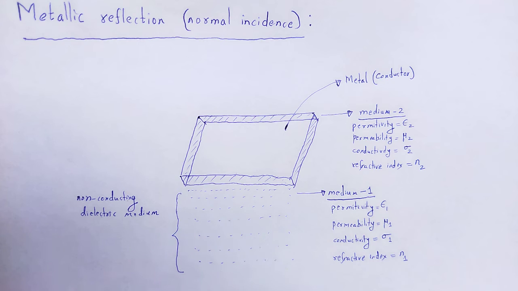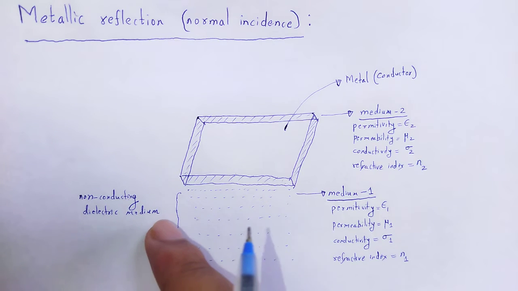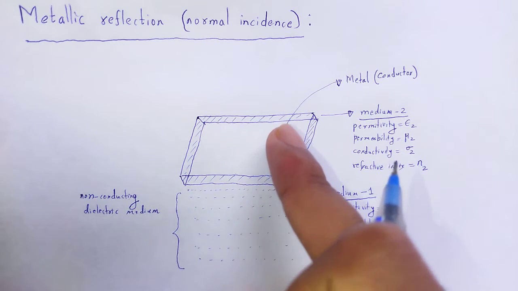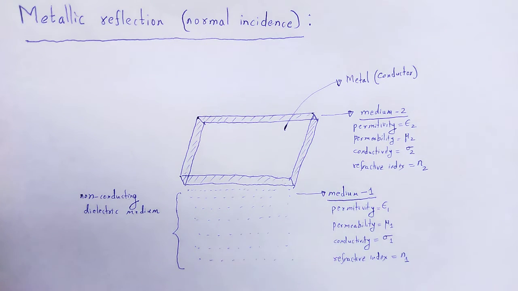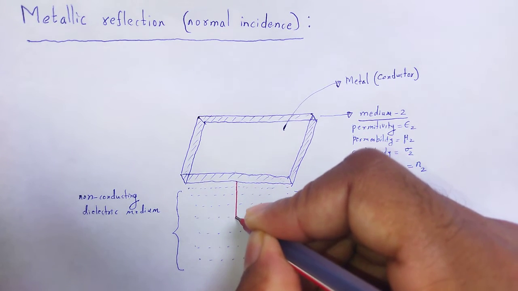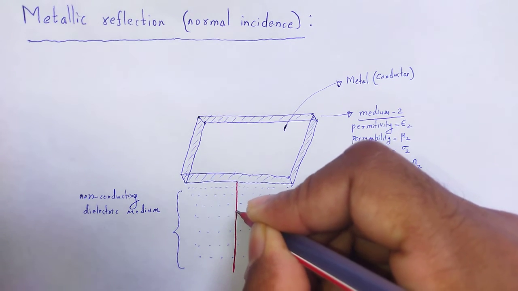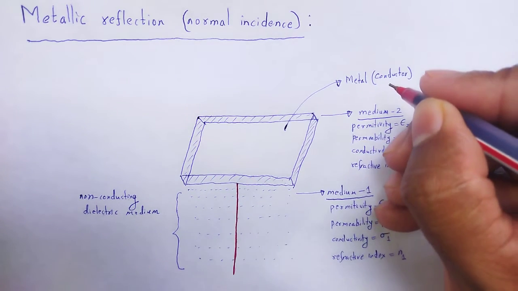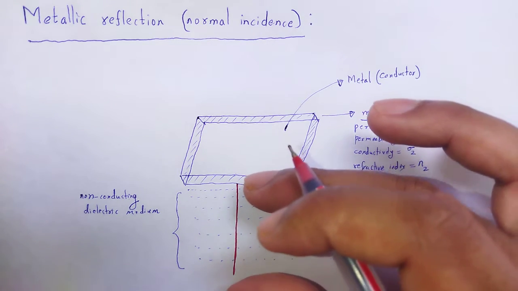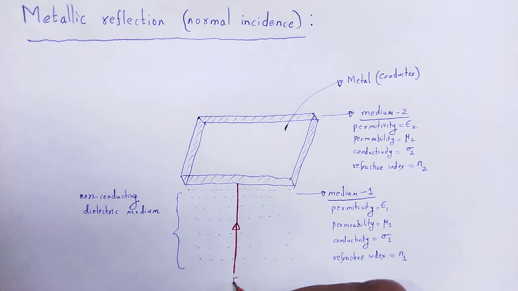Let us consider a plane electromagnetic wave traveling from that non-conducting dielectric medium, incident on that conducting medium. So, we take an electromagnetic wave from this non-conducting dielectric medium incident on that conducting medium at normal incidence. This is the electromagnetic wave.